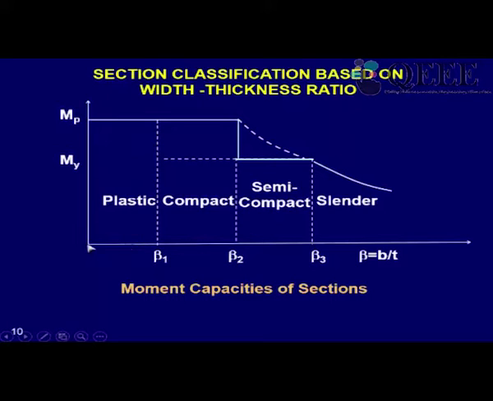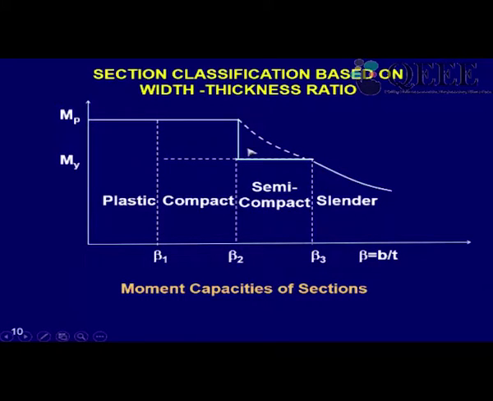Okay, so here this B by T, the plate width to thickness ratio, is plotted on the x-axis, and the moment capacity is plotted on the y-axis. So in reality this remains MP up to beta 1 and beta 2. These are two limits. If you cross beta 1, plastic will become a compact section. If you cross this value, compact will become semi-compact, and the section capacity will start coming down like this.